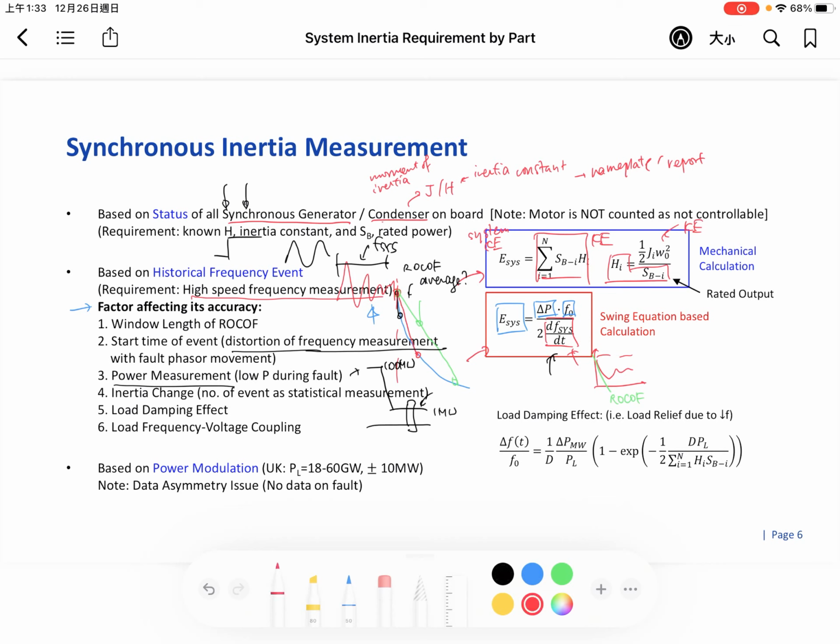The fourth one is actually the inertia change. Remember we talked about generator tripping. Once the generator is tripped, the inertia, the system KE, actually changes.